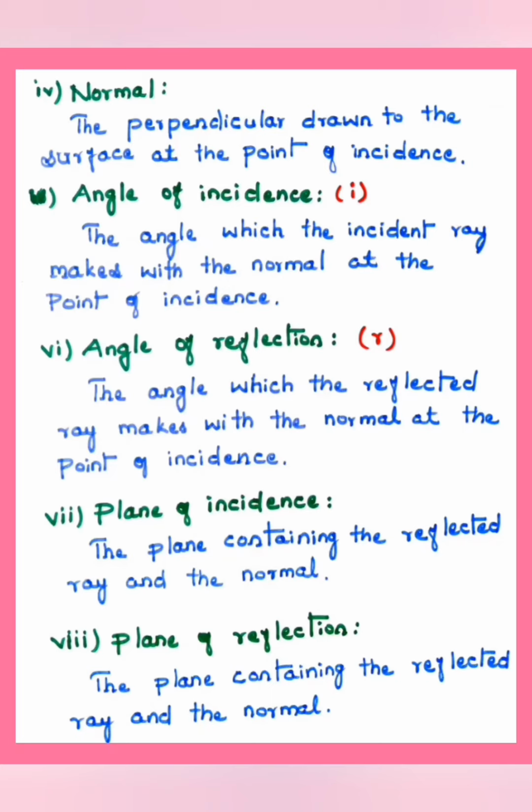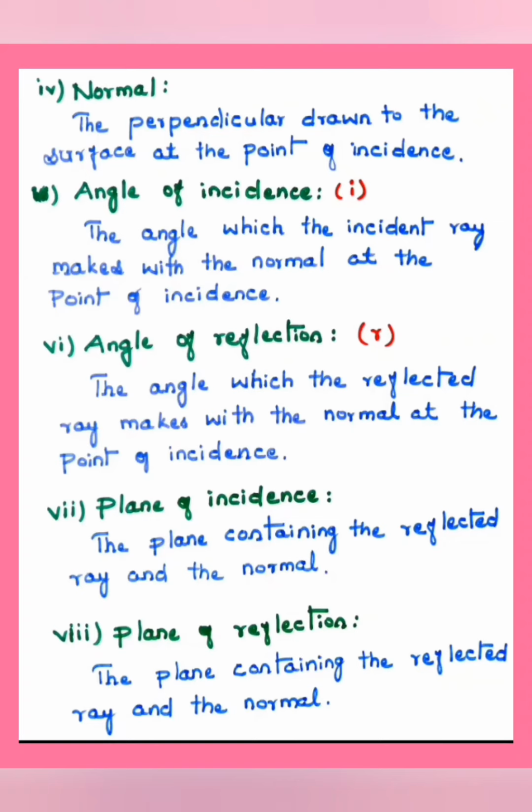Next is angle of reflection. It is represented by letter R. The angle which the reflected ray makes with the normal at the point of incidence is known as angle of reflection.